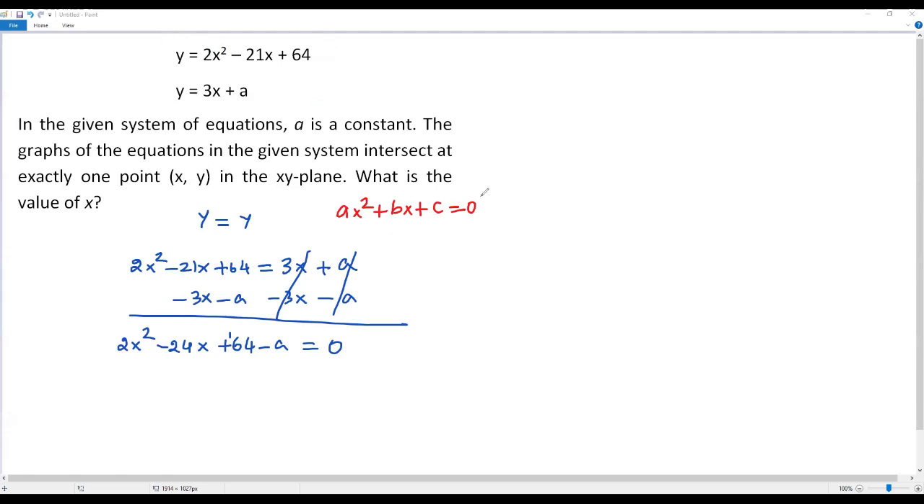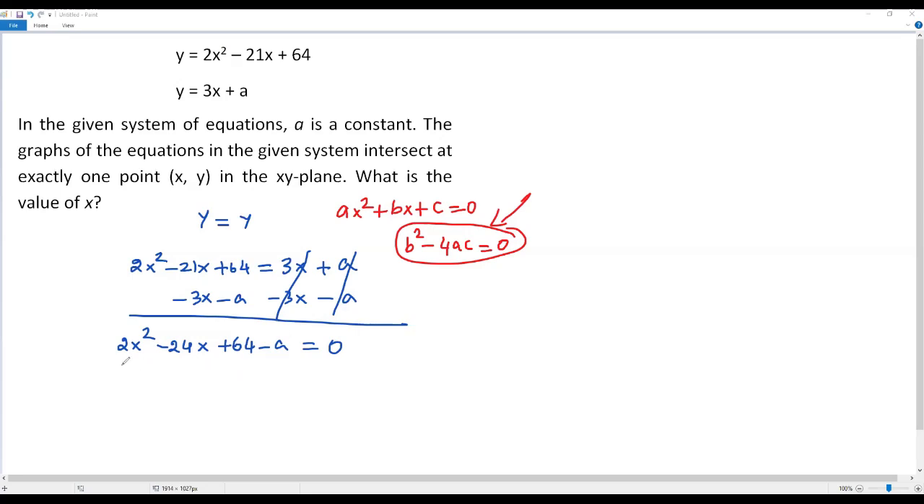Okay, if a quadratic equation in the form ax squared plus bx plus c has exactly one solution, then the value of the discriminant b squared minus 4ac must be equal to 0. Actually, we have to apply this condition when a quadratic equation has exactly one solution. So according to the information in the question, the quadratic equation I got by solving the given system must have only one solution, and the value of the discriminant for this quadratic equation must be 0.